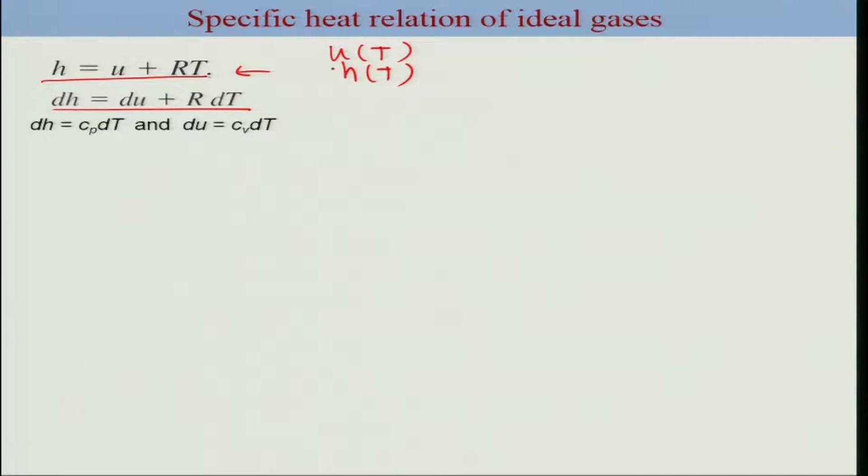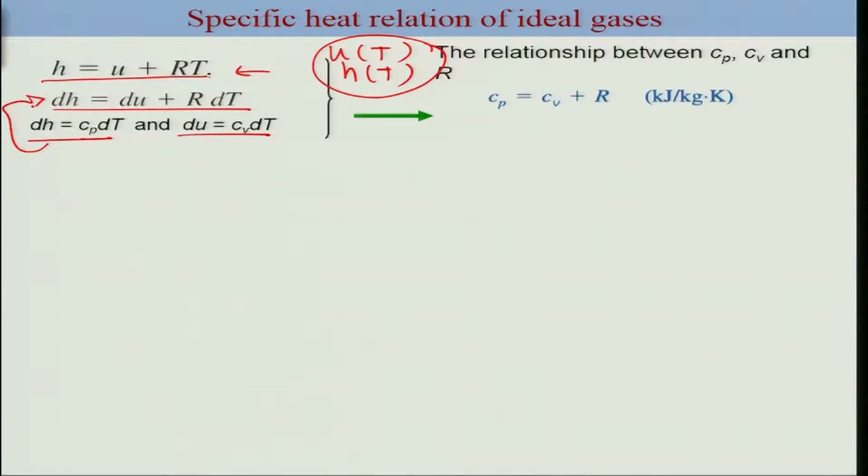Now considering the fact that u is just a function of temperature and h is a function of temperature, you can replace dh by simply Cp dT. So this is just an ordinary differentiation. The partial differentiation gets replaced by ordinary differentiation because u and h depend only on temperature. Thus you can obtain a relation between Cp and Cv by plugging this here.